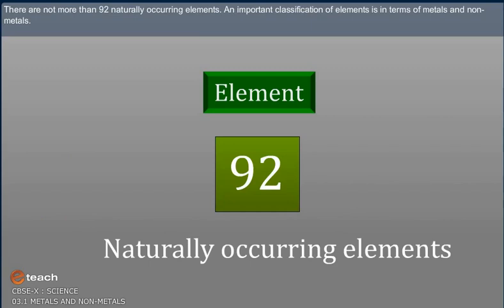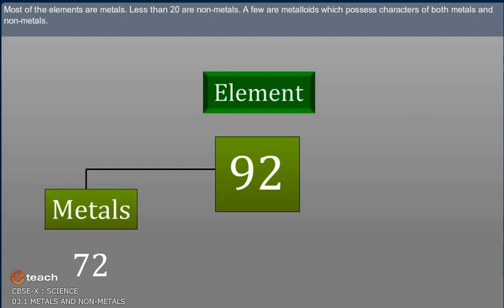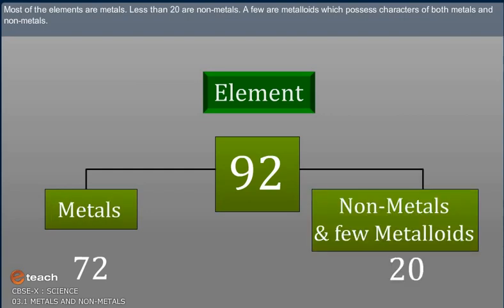An important classification of elements is in terms of metals and non-metals. Most of the elements are metals. Less than 20 are non-metals. A few are metalloids, which possess characters of both metals and non-metals.